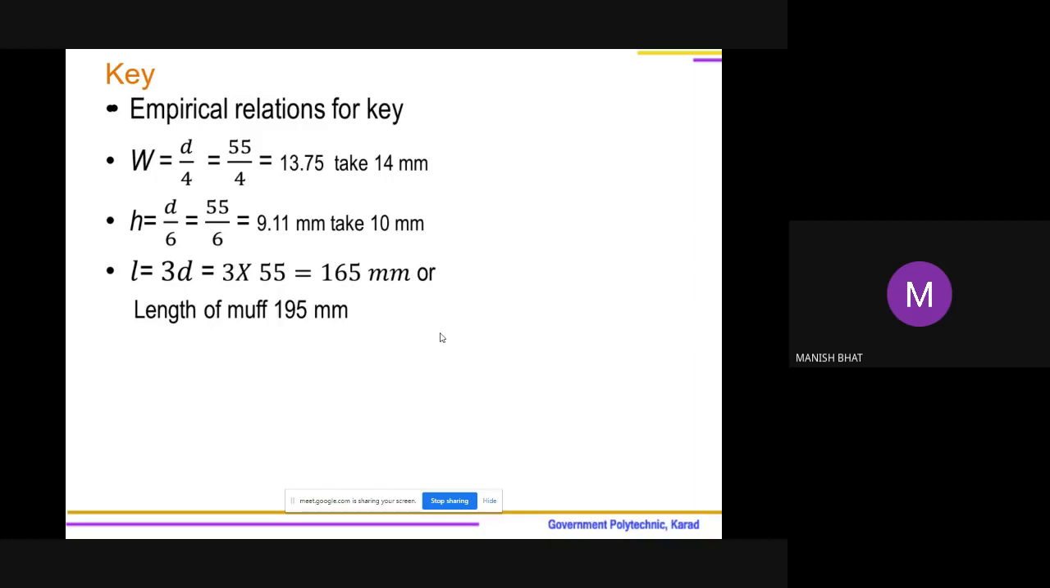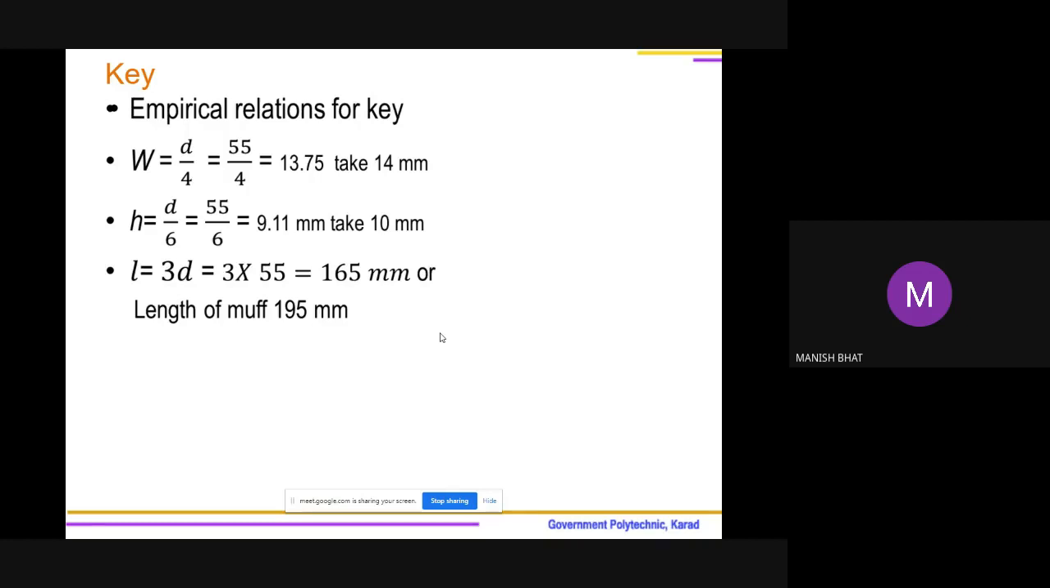Now let us decide the length of the key. Empirically, the length of the key is taken as 3d. 3 times 55 comes out to be 165. But this is a Muff coupling. A single key is used to connect the Muff with the shaft. So the length of the Muff should be the length of the key. Is it? The key should be sufficiently long so that it will be thoroughly inserted in the Muff.